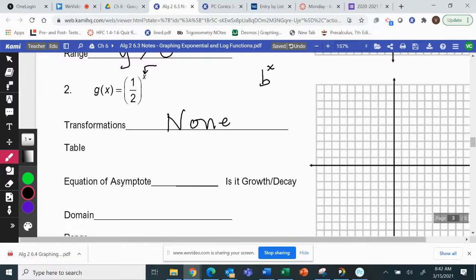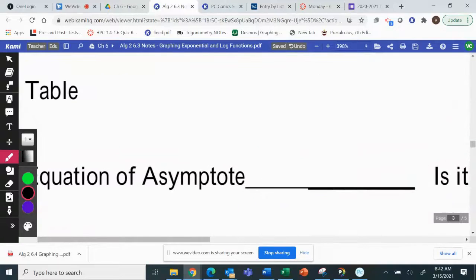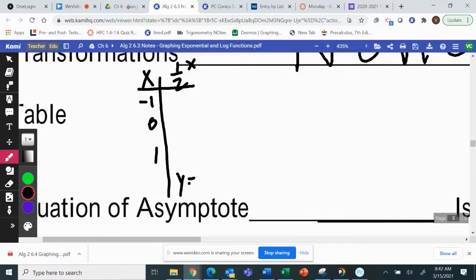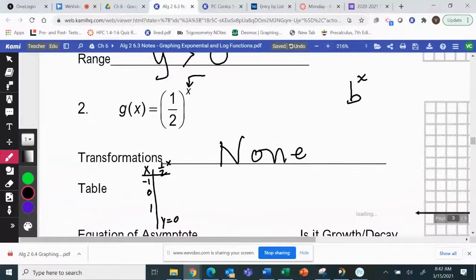Okay, so we're just going to make our table. Again, I didn't leave you a lot of space for this. You'll have more space on the assignment, for some of them anyway. I'm going to do -1, 0, 1, y equals 0. Oh, I never asked you guys, is this exponential or logarithmic? Because if it's exponential, we just use those key points.